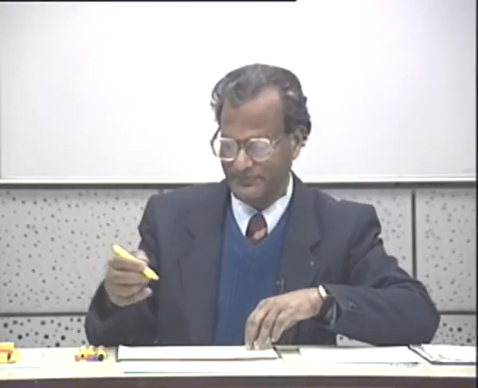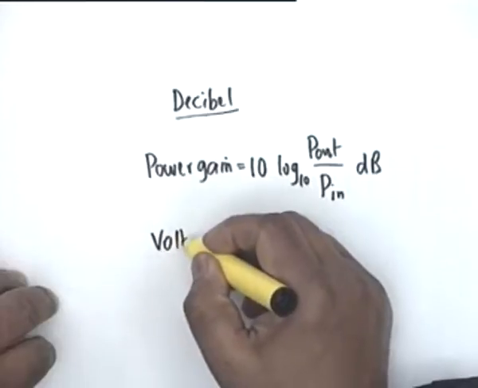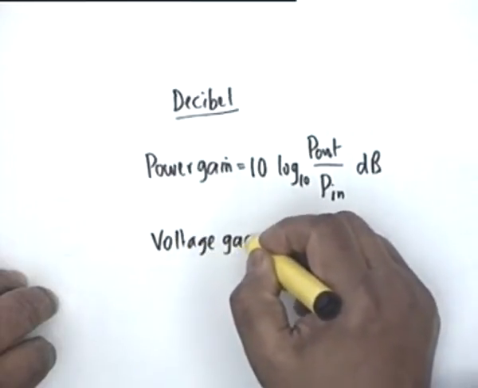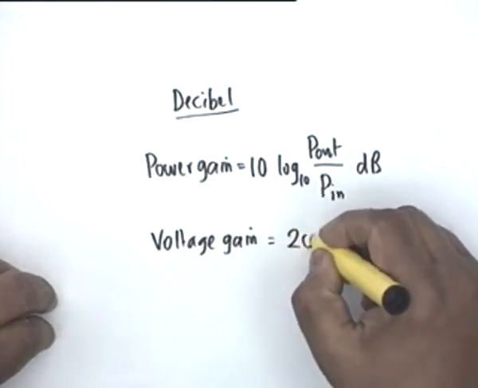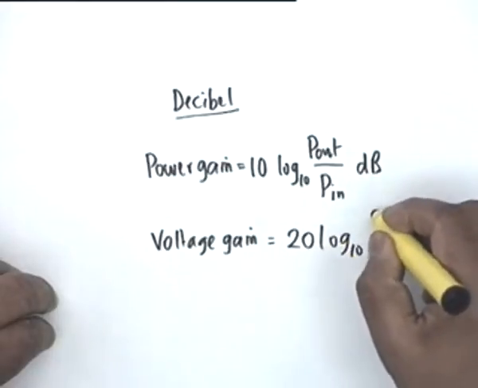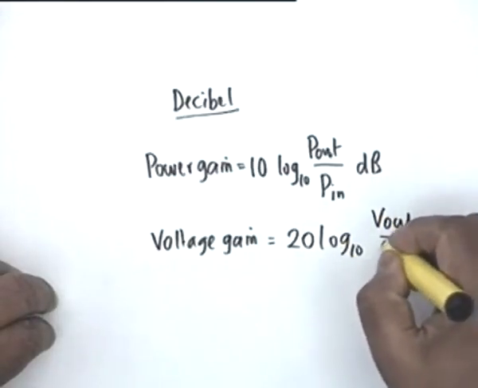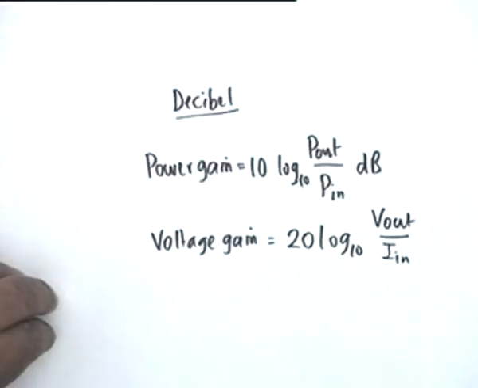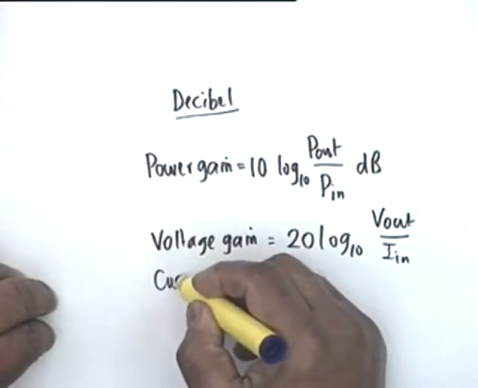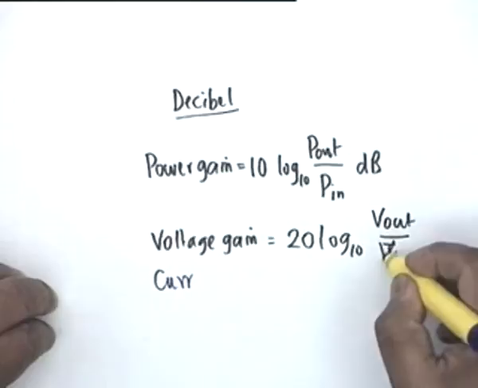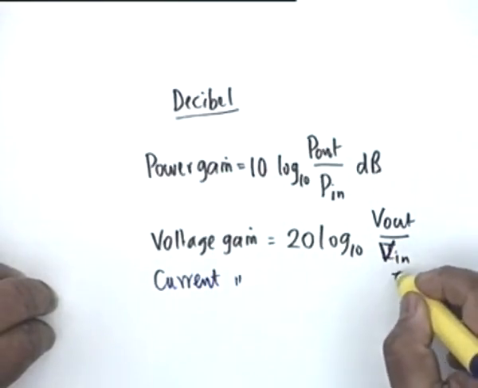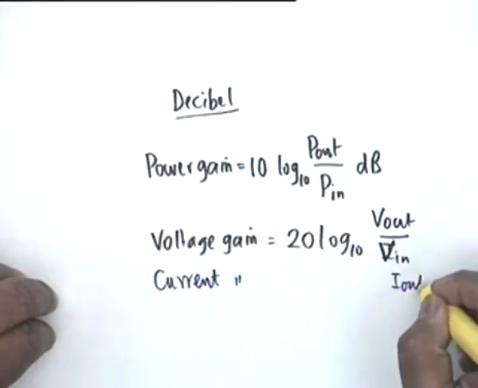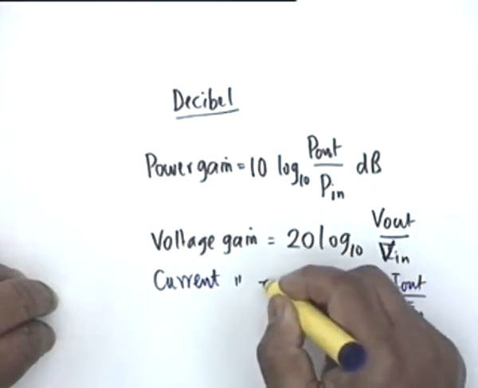Okay, so this B should be written with a capital B, because it is the first letter of a proper name. And if it is voltage gain, on the other hand, also expressed in decibels, then since power is proportional to voltage squared, this would be multiplied by 20 log 10 V out by V in, or if it is current gain, then instead of V out by V in, it would be I out by I in. That is the difference.